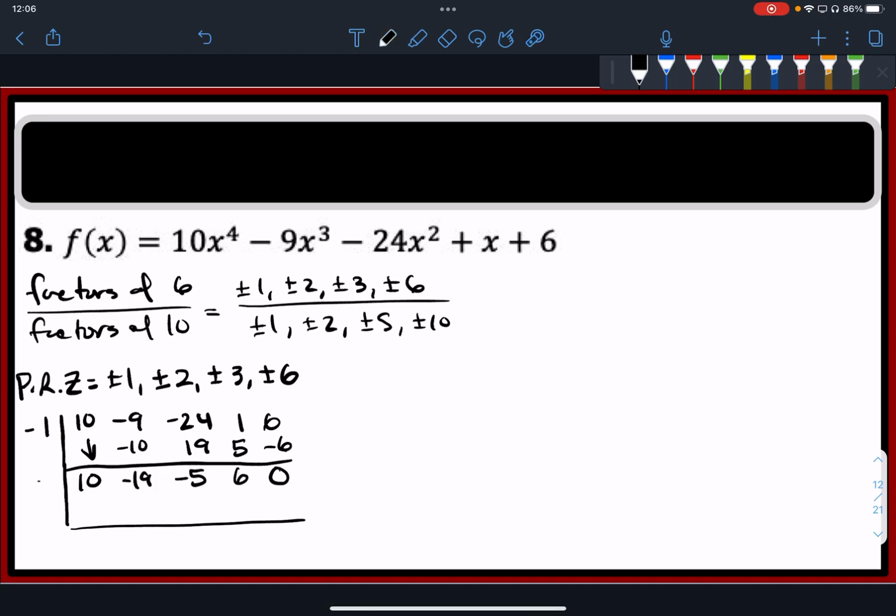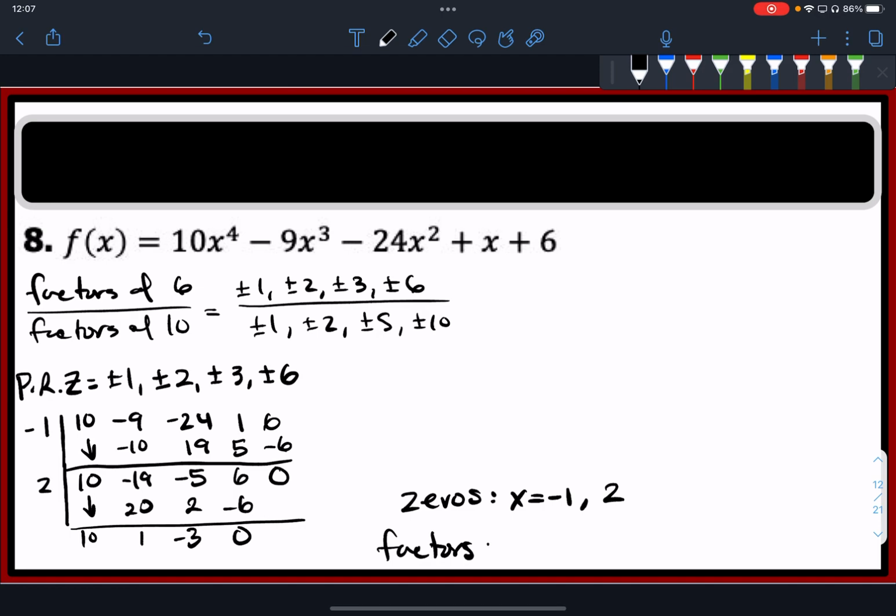But I'm going to try positive 2. Let's see if we get lucky with positive 2. And look at that. Positive 2 also works. So we found 2 of our zeros. We know that x is going to equal negative 1 and x is going to equal positive 2. Which means that in terms of factors, x plus 1 is a factor and x minus 2 is a factor.